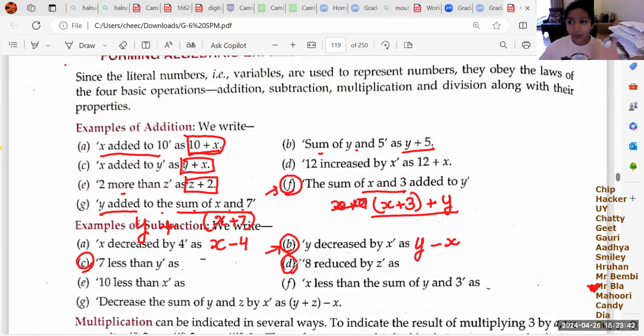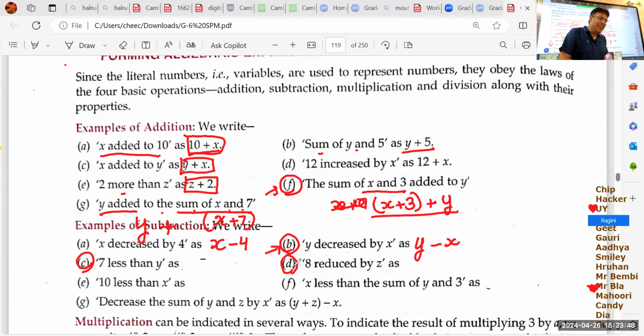Sir, which one do we have to do? We have to do the C and D part.